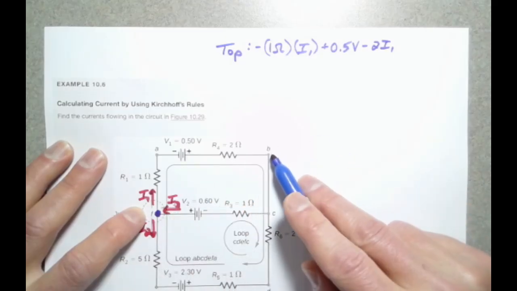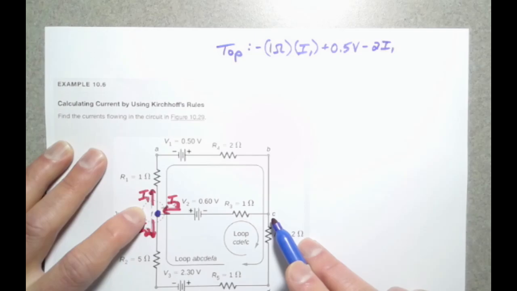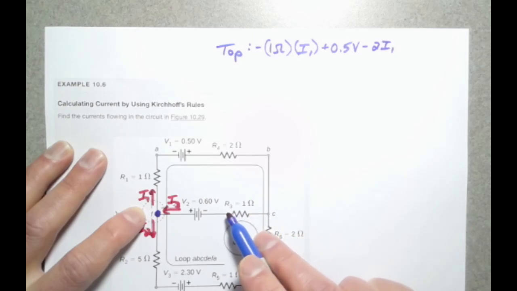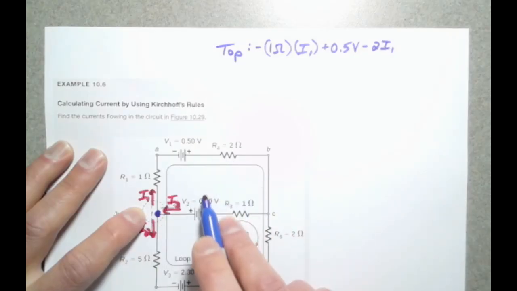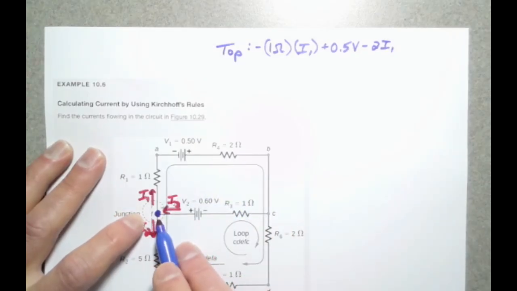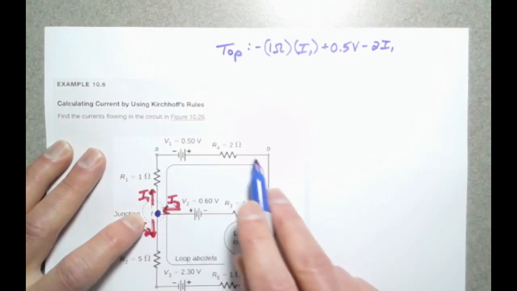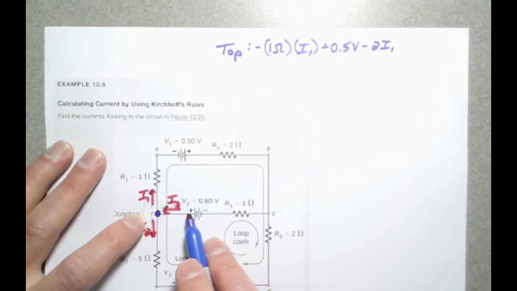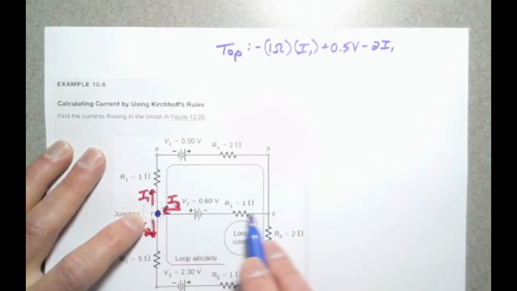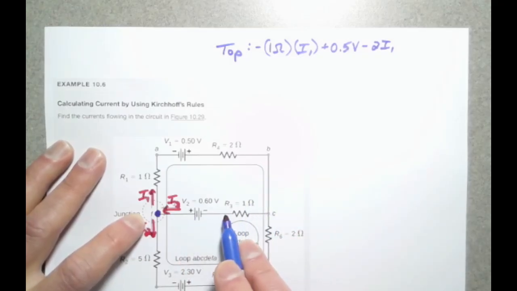Where's the next element in this loop? There's no elements here. Nope, there's an element right here. Oh, because we're looking at the... Yeah, we're doing the top loop, right? We got to get all the way back to where we started. We started at this little F right here. We got to get all the way back. Okay, so I'm going to get back here, and now I've got R3, this 1 ohm resistor.